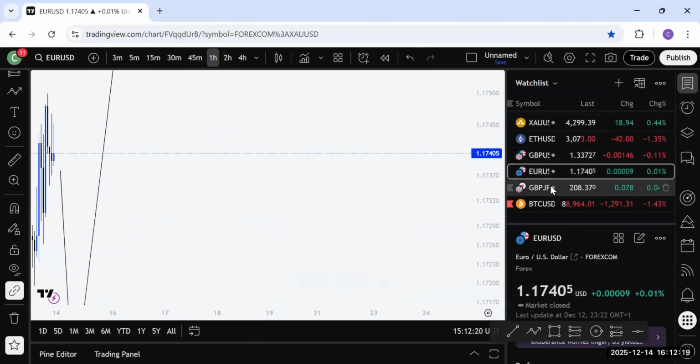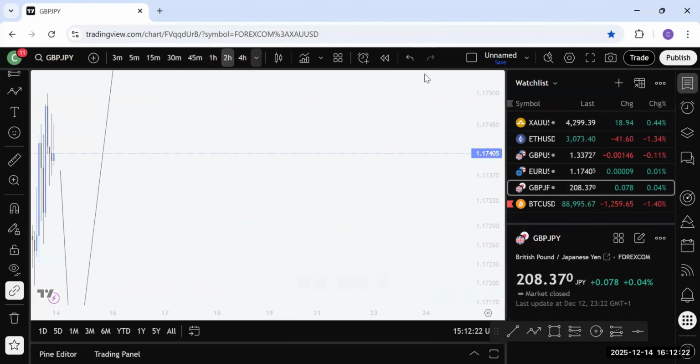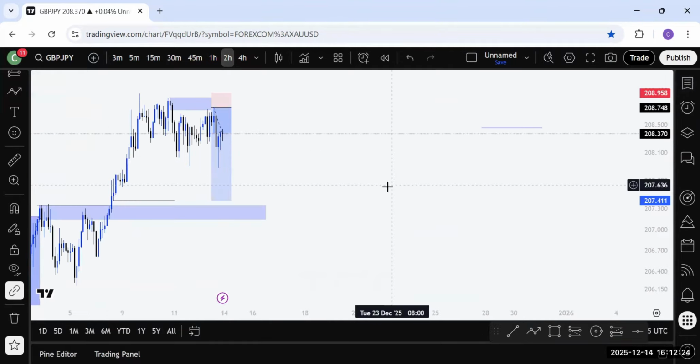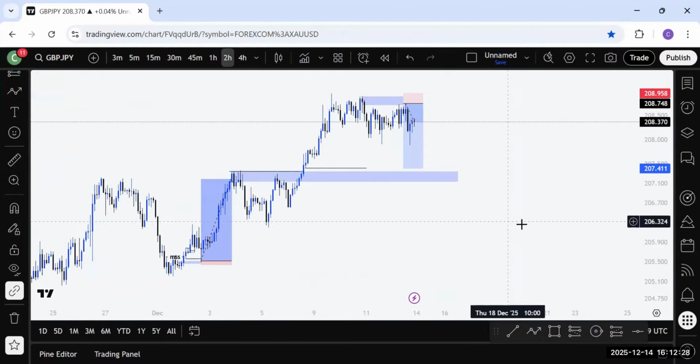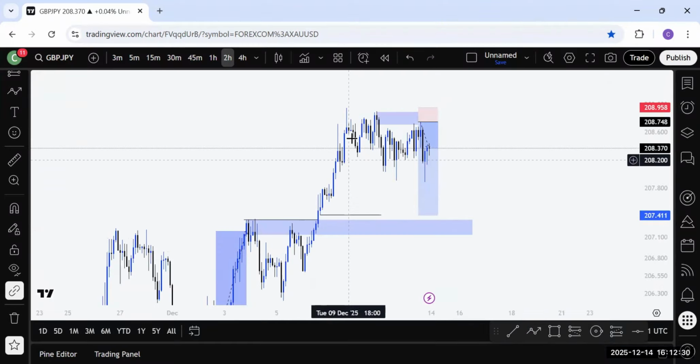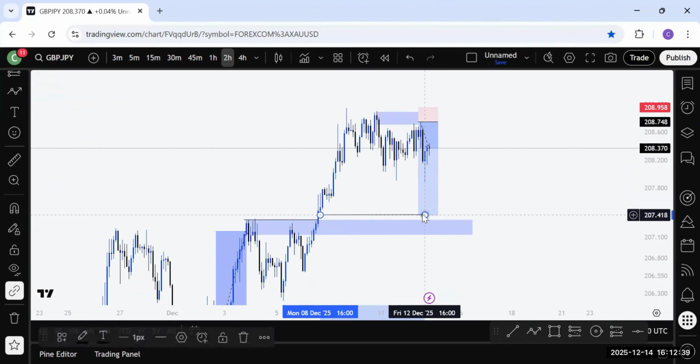Then on GBP JPY, the overall bias is bullish actually. So I had this buy zone ever since. But market now went up, created a sell entry. So I took a sell. My target was to take out the inducement because this is an inducement. And I know market will sell to take out this inducement.